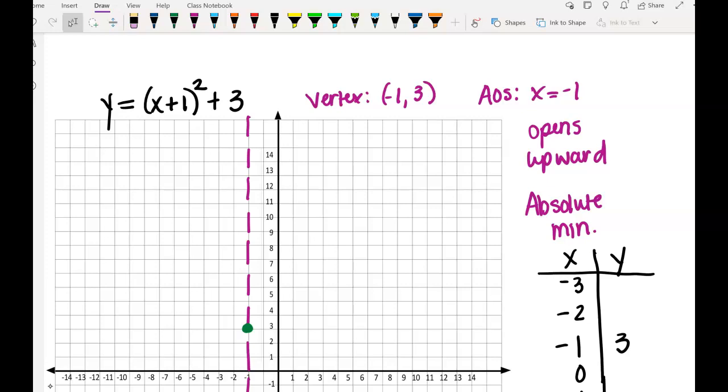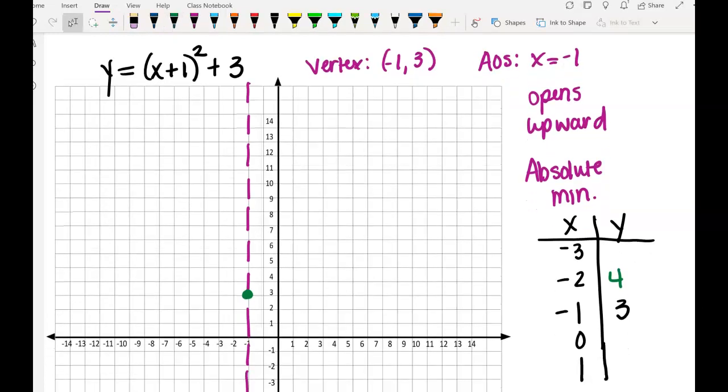I'm seeing a lot of bad math out there because if you're doing this table correctly, the 2 numbers above the vertex should be the same as the 2 numbers below the vertex. It's symmetrical. If I put in -2, -2 plus 1 is -1. -1 squared is 1. 1 plus 3 is 4. If I look at the other side, 0 plus 1 is 1. 1 squared is 1 plus 3 is 4.